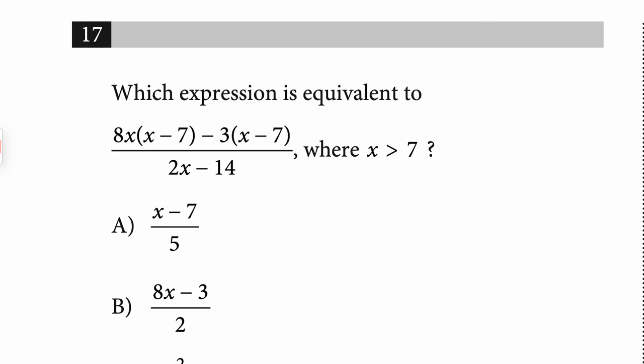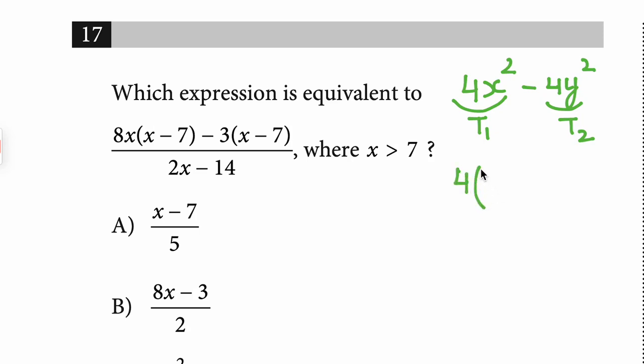Okay, before starting the question, let's see. What if you have 4x² − 4y²? So this is term 1 and this is term 2, right? Both these terms have 4 in common, so I can take 4 common. So what is left inside? This is x² from term 1, the negative sign, and y² from term 2.